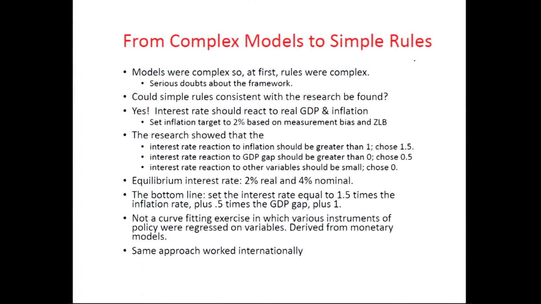So first of all, the answer was yes. And it looked like, as a close approximation, the interest rate would simply react to real GDP and inflation in a particular manner, which is in the rule. It was important to set an inflation target. You couldn't have a rule without an inflation target, so you had to choose one. We chose 2%. That's a long time ago. Many central banks now are moving towards 2%, if not there already.